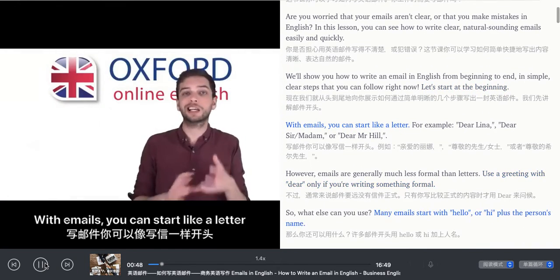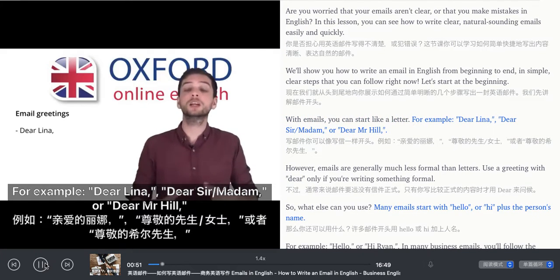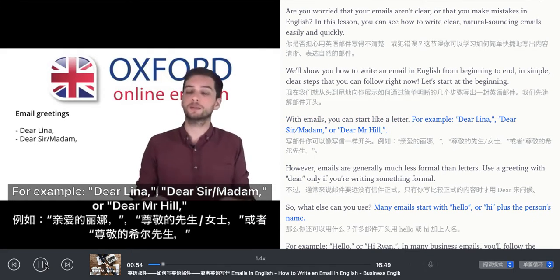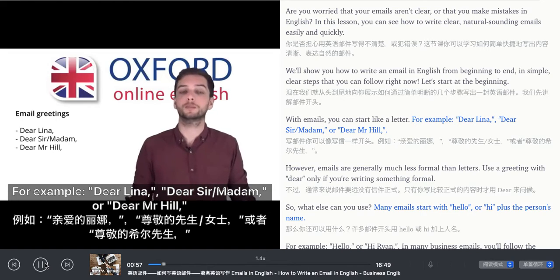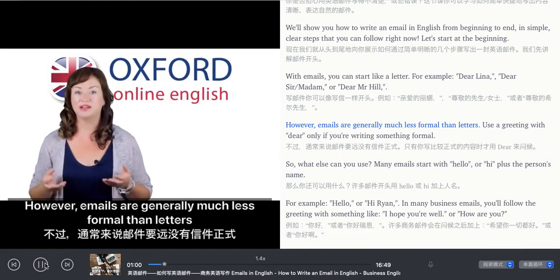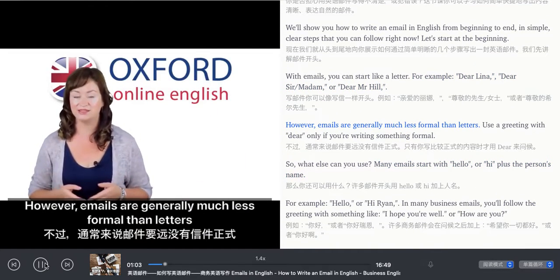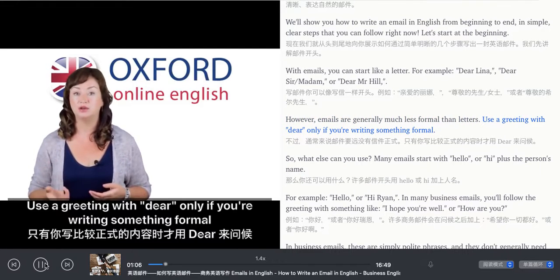With emails, you can start like a letter. For example, Dear Lena, Dear Sir or Madam, or Dear Mr. Hill. However, emails are generally much less formal than letters. Use a greeting with dear only if you're writing something formal.